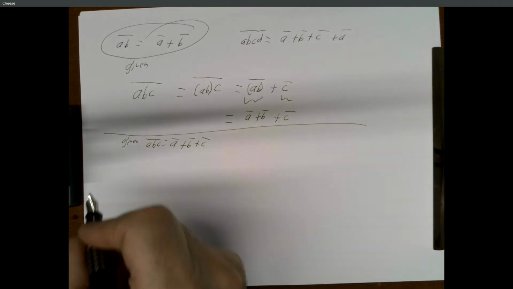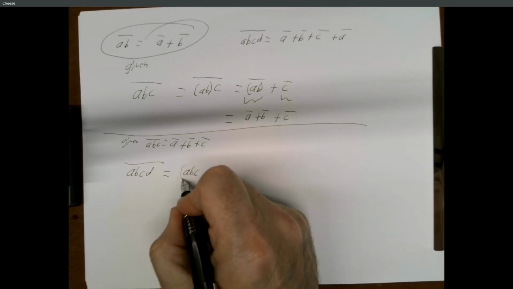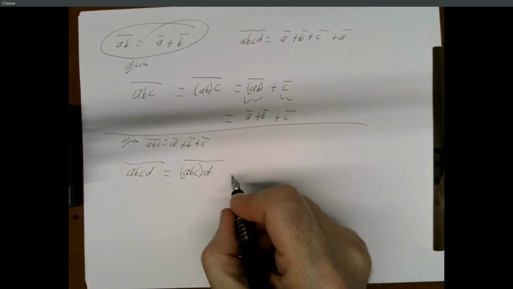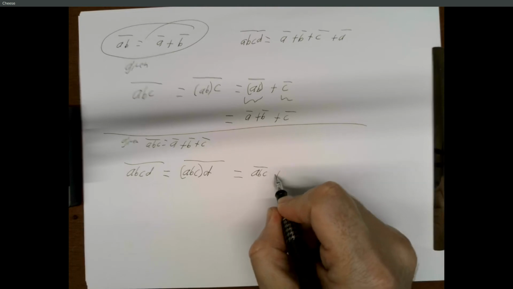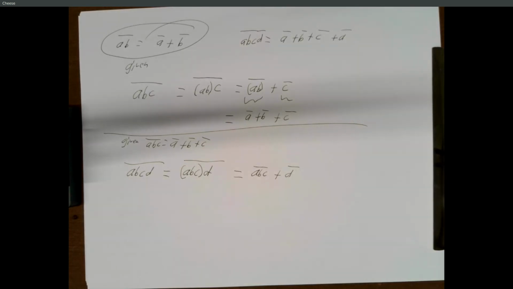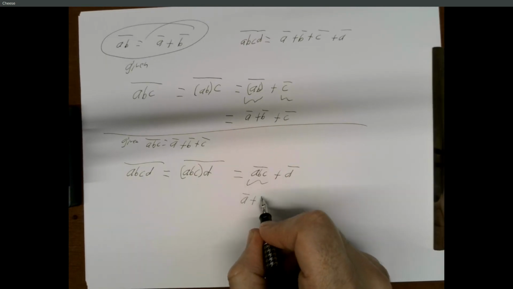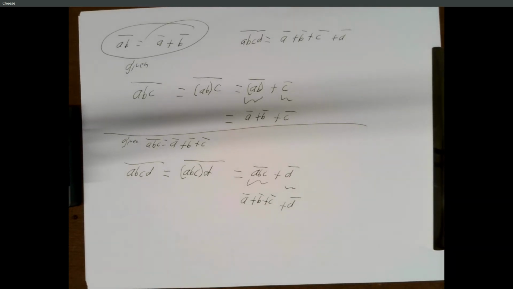Can we prove a 4-variable version? ABCD bar is equal to this thing ANDed with that thing, complemented. 2-variable De Morgan tells me this is the complement of the first thing ORed with the complement of the second thing. And given 3-variable De Morgan, ABC bar is just A bar or B bar or C bar, and we OR with D bar, bang, there's the proof of the 4-element De Morgan.